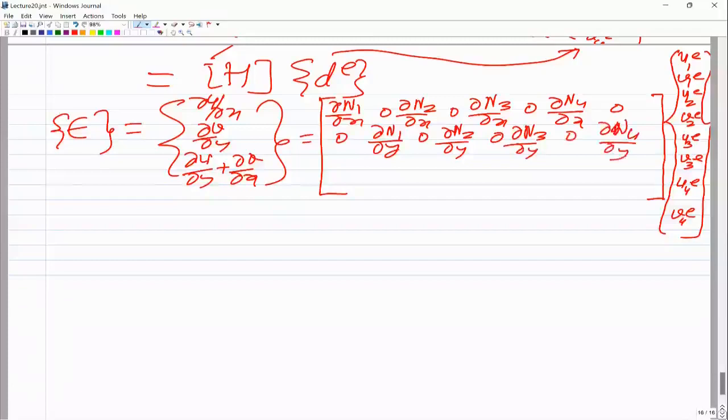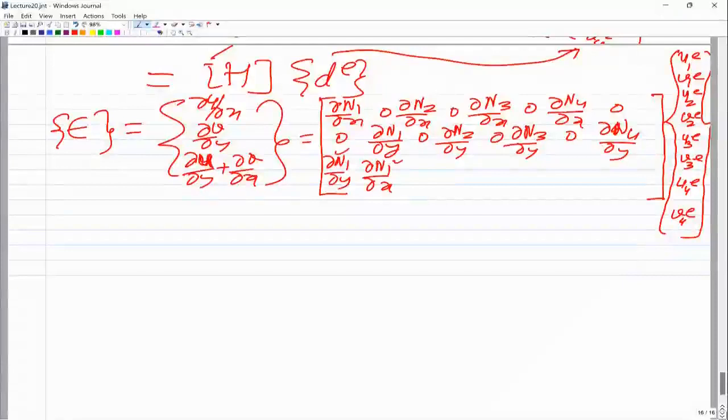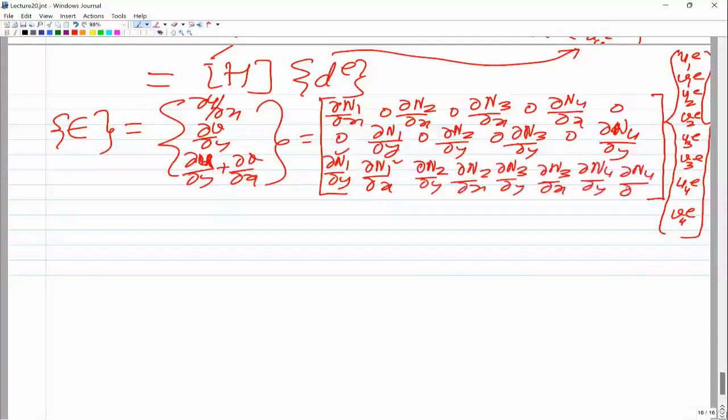And then when you look at the shear strain gamma xy, which is del u by del y plus del v by del x, it involves both u and v terms. The derivative of u is with respect to y, the derivative of v with respect to x. So we will have del N1 by del y, del N1 by del x. This gives you the derivative of u with respect to y, and this gives you the derivative of v with respect to x. Then del N2 by del y, del N2 by del x, del N3 by del y, del N3 by del x, del N4 by del y, and del N4 by del x. So this becomes your B matrix. So this is nothing but B into D.